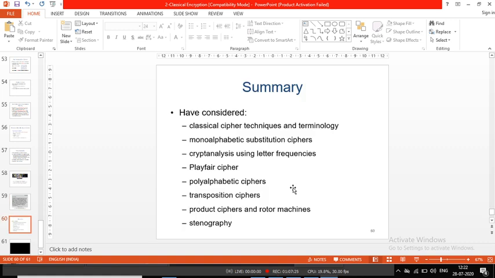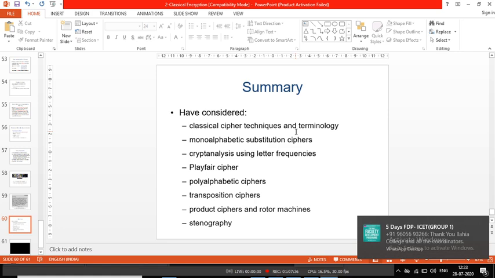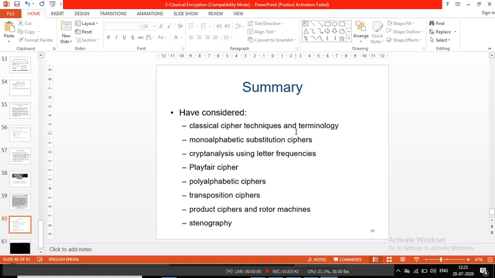Okay, so we came to an end. First, what are the things we have discussed till now? Classical cipher techniques and terminology. In classical cipher techniques we have two types: substitution cipher and transposition cipher. In substitution, we have Caesar cipher, monoalphabetic cipher, Playfair cipher, Hill cipher, polyalphabetic cipher, and one time pad.